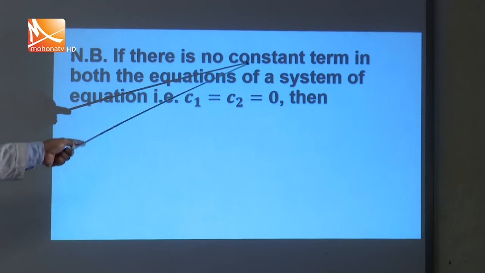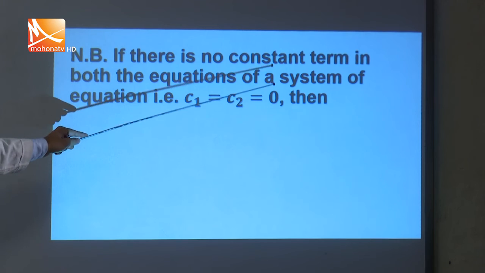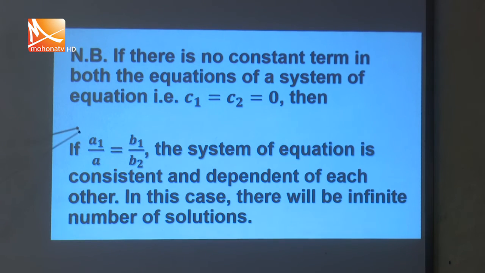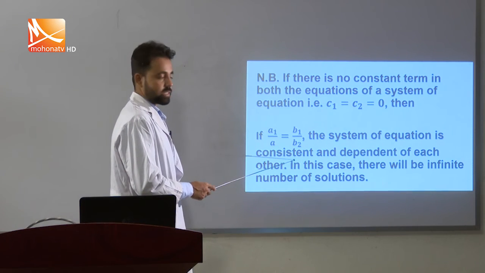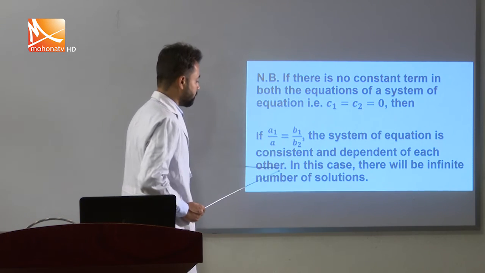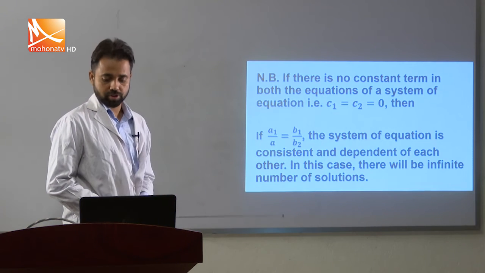If there is no constant term in both equations of a system of equations, that is c1 equals c2 equals 0, and the ratio of the coefficient of x and the ratio of the coefficient of y are equal, then the system of equations is consistent and dependent on each other. In this case, there will be an infinite number of solutions.